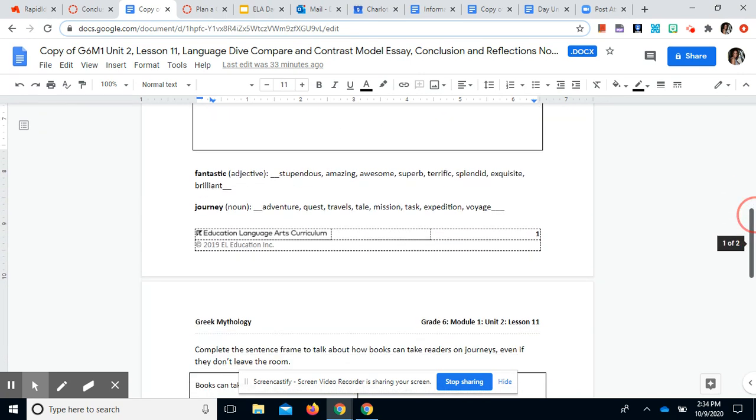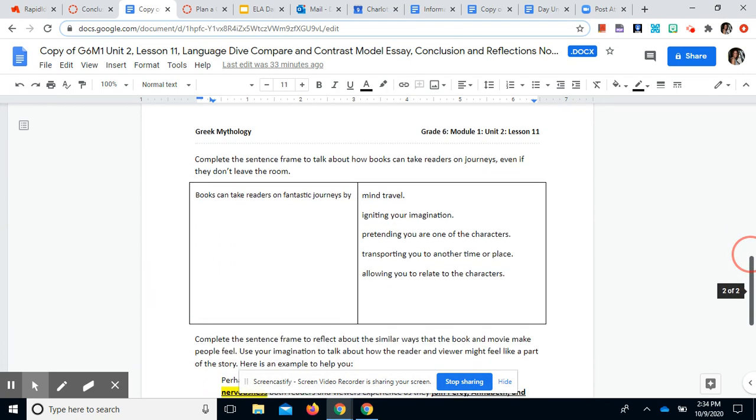We then had two more words that we found synonyms for. For fantastic, we came up with stupendous, amazing, awesome, superb, terrific, splendid, exquisite, brilliant. There's more. For journey, we came up with synonyms like adventure, quest, travels, tale, mission, task, expedition, voyage.